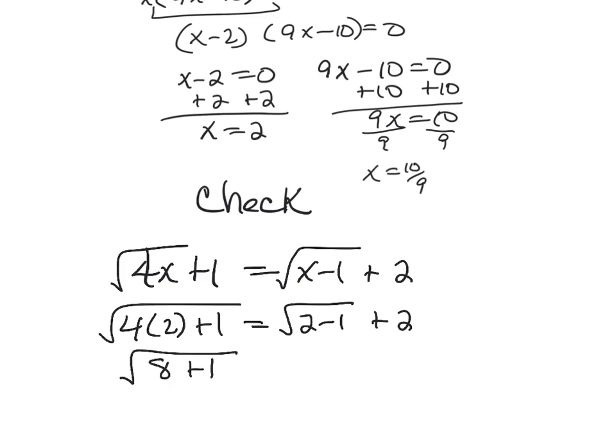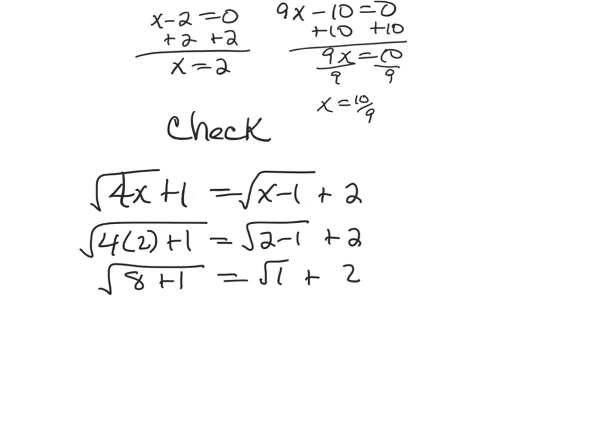8 plus 1, 1 plus 2. Square root of 9. I can square root the 1, it becomes a 1. Square root of 9 is 3. 3 equals 3, it checks. So far, x equals 2 is a good solution.